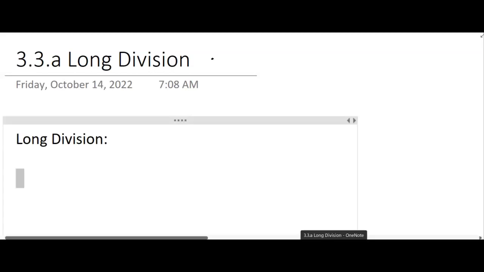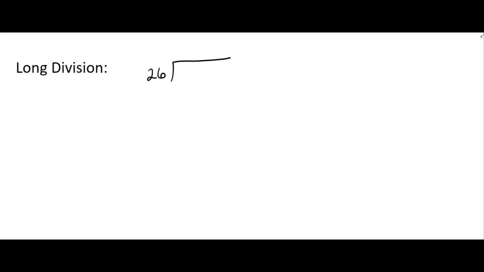Okay, so we're starting 3.3 and we're going to do a review of long division. Maybe you learned this in grade school, around the third or fourth grade. I don't remember when we teach long division, but something like this. When you have the dividend, that's what you're dividing into, and then you have the divisor. Our answer is going to be up here, and that's going to be the quotient.